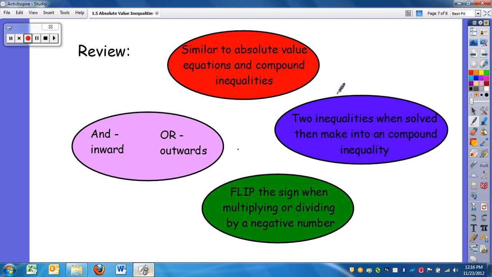Alright, so just to review, again, there's nothing a whole lot new with this section. They're just similar to absolute value equations and compound inequalities, just putting those two concepts together. The two inequalities when solved make a compound inequality, so either and or. So remember on your graph, the and is inwards, it's your range, or is outwards. And then remember to flip the sign when multiplying or dividing by a negative number, which is why on the second distance, the negative distance, we have to flip the sign.